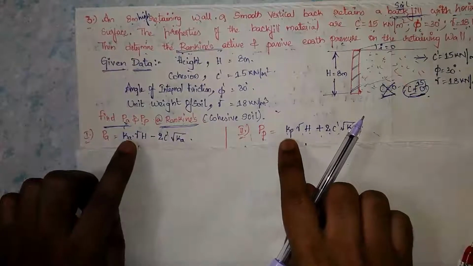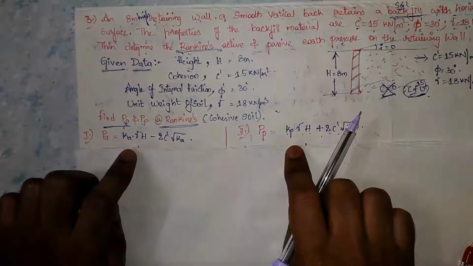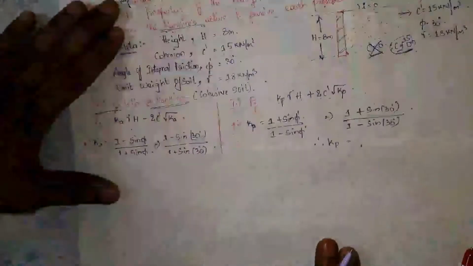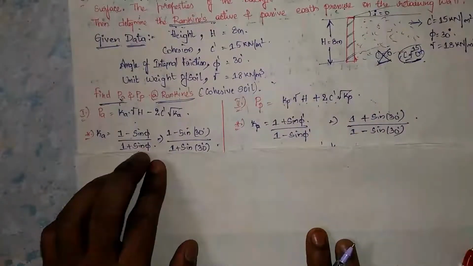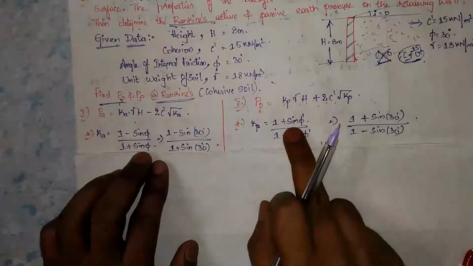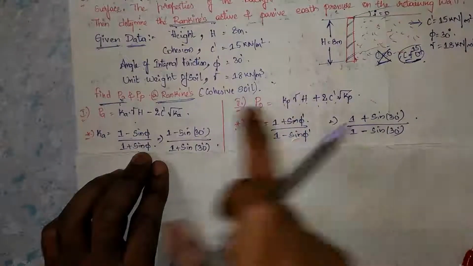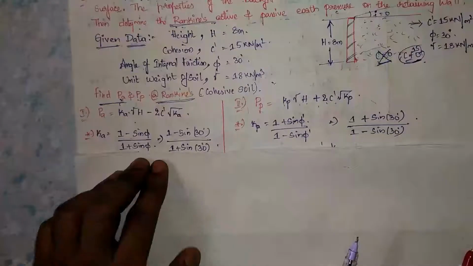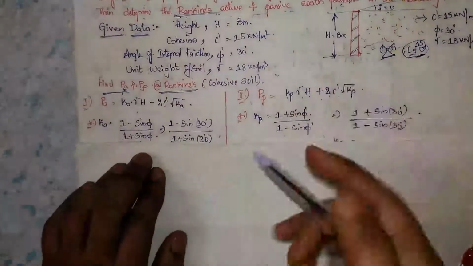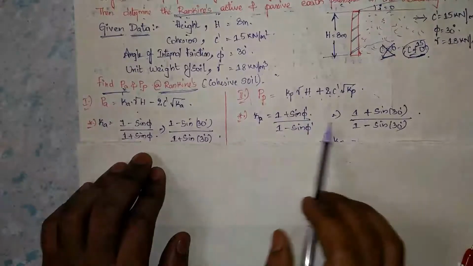So what is the formula? It is the same as the cohesionless formula, which I have mentioned here. Ka is nothing but 1 minus sin phi by 1 plus sin phi. Here Kp is 1 plus sin phi by 1 minus sin phi. So just the signs will be changing between active and passive. Right, so this is the formula, no?